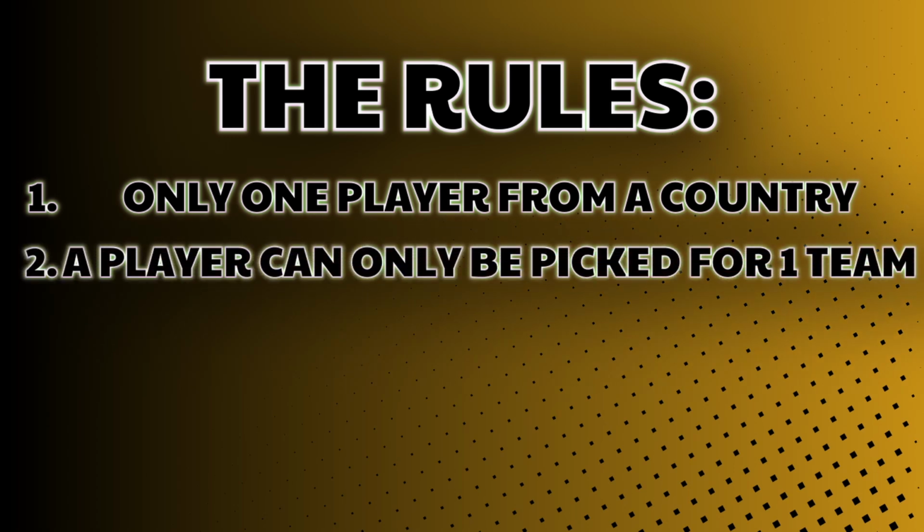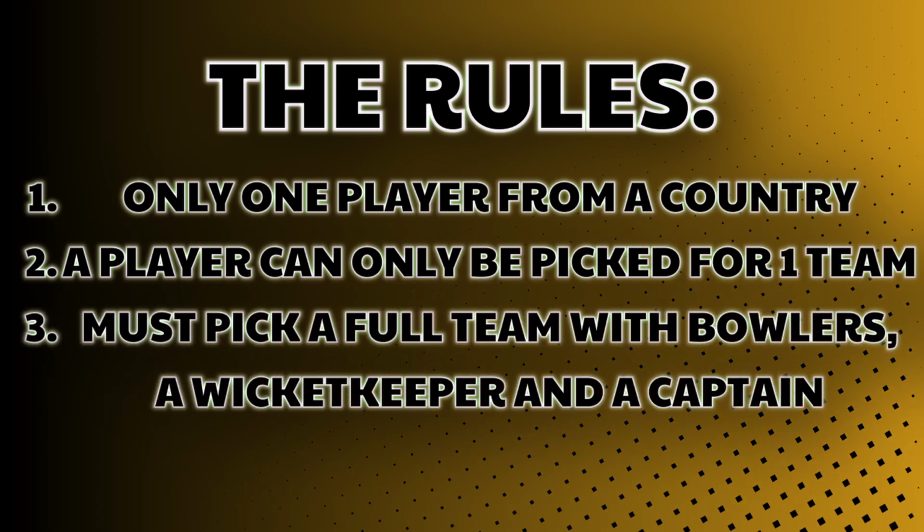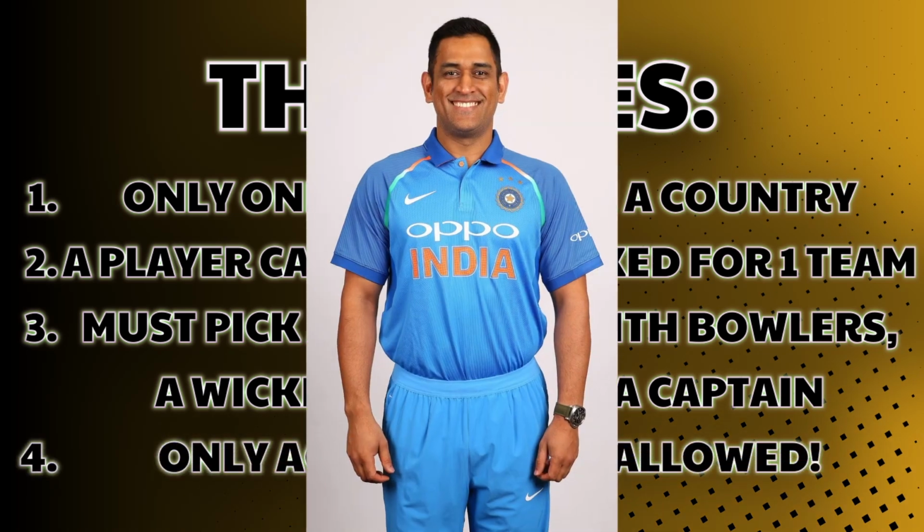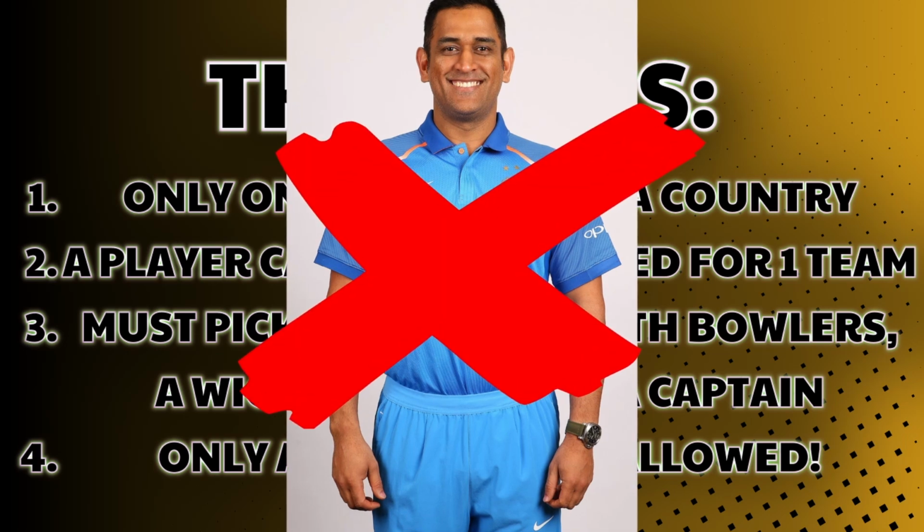Each person then has to pick a properly functional ODI side with at least 5 bowlers, a wicketkeeper, and a captain as well. This will see each of us pick a total of 12 players, a playing 11 and a 12th man. Now as one last condition for a little added spice, we are only allowed to pick players that are currently active in world cricket and have not officially retired from one-day internationals.